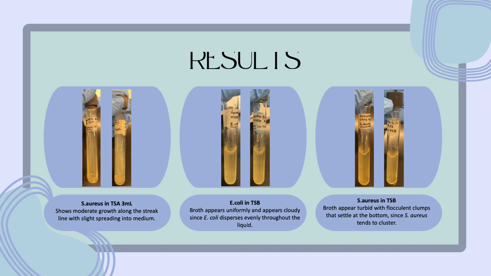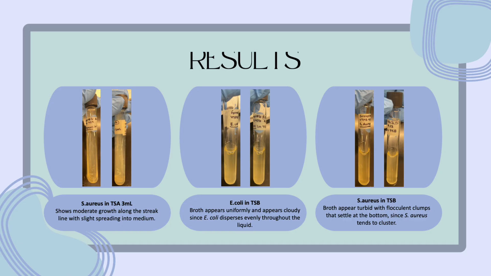As for our results on S. aureus and TSA 3ml, it shows that there is moderate growth along the streak line as well as a slight spreading into the medium. As for E. coli and TSB, we can see that the broth appears uniformly cloudy since E. coli disperses evenly throughout the liquid.